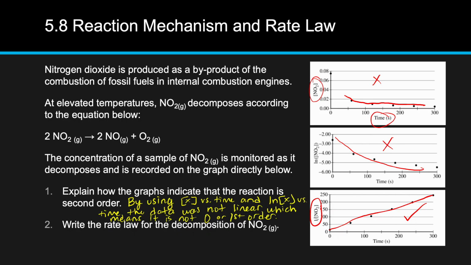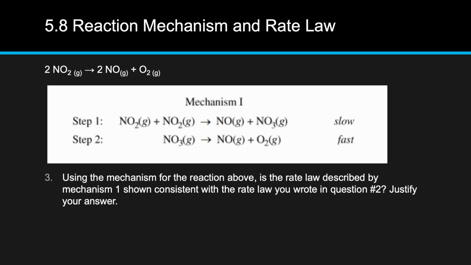Now that we know we are just looking at NO2 and we know that it's second order, we can go ahead and write the rate law. Whenever it asks you to write a rate law, remember we're starting with the word rate. So it'll be rate equals K times the concentration of NO2, and because we know it's second order, it will be raised to the second power.